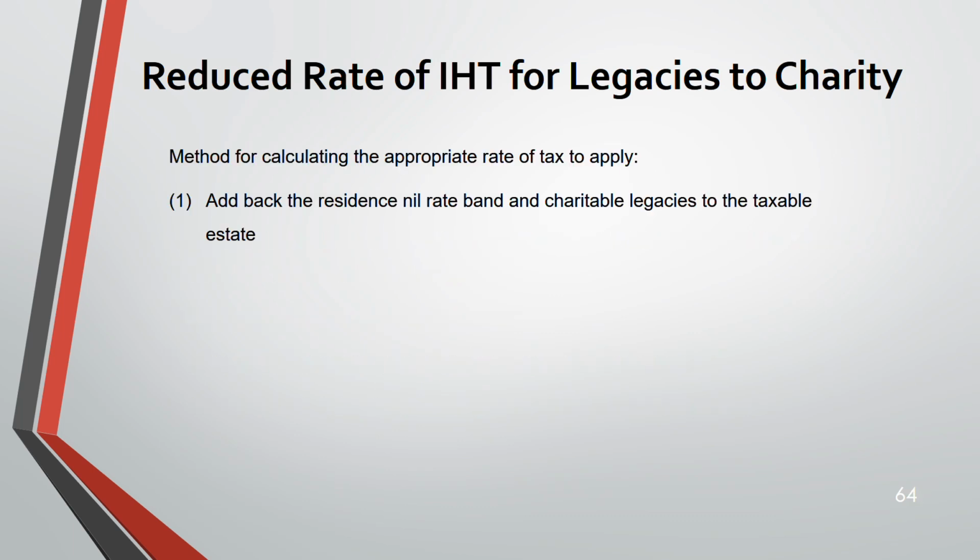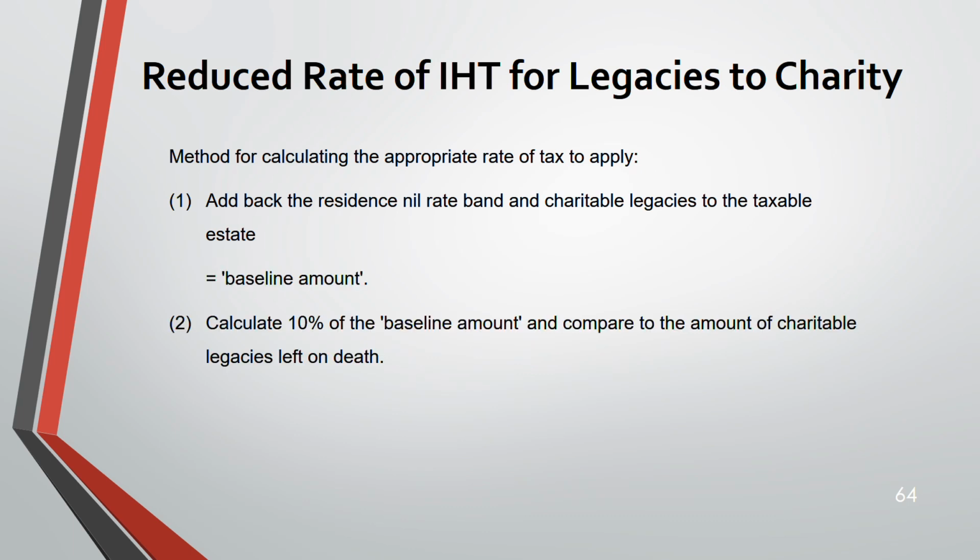So this is how you apply the tax. When you are given the residence nil rate band, add back, because they told you before you deduct. When you get the gross chargeable estate, they have already deducted the residence nil rate band and charitable legacy. Now you have to add them back. So add back your residence nil rate band and charitable legacy to the taxable estate. This is equal to your baseline amount.